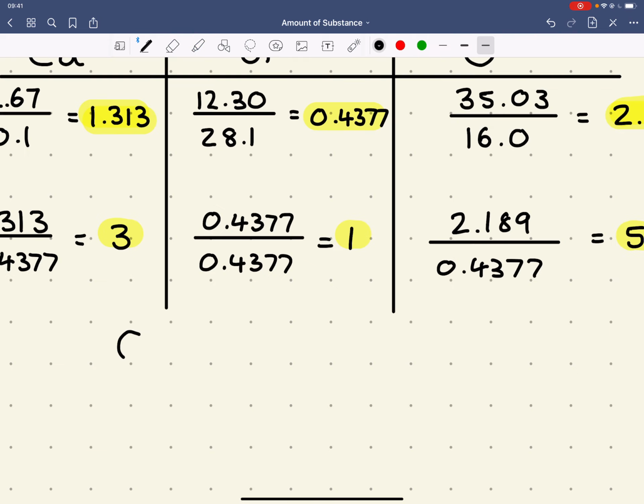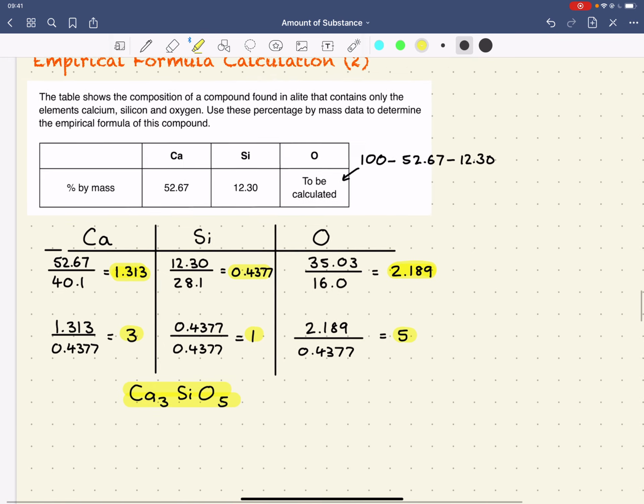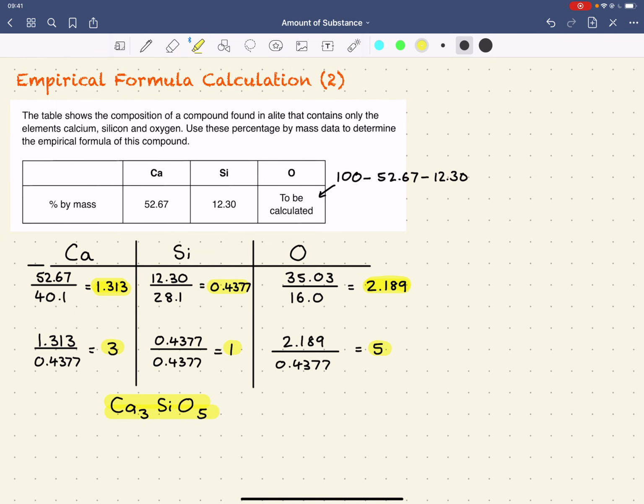It would be Ca3SiO5. And don't forget to write your empirical formula out. And that's how to do that empirical formula calculation.